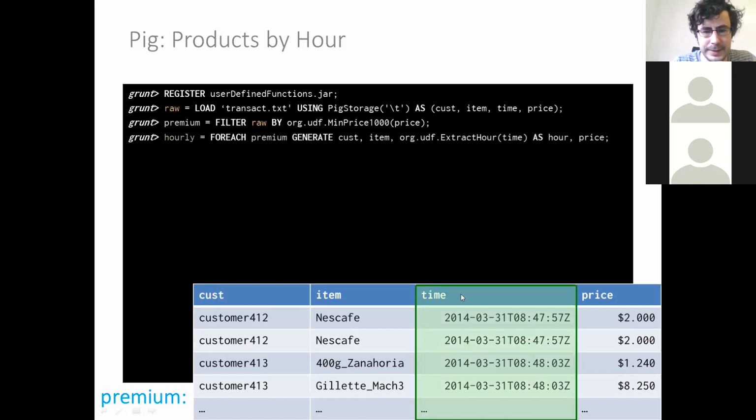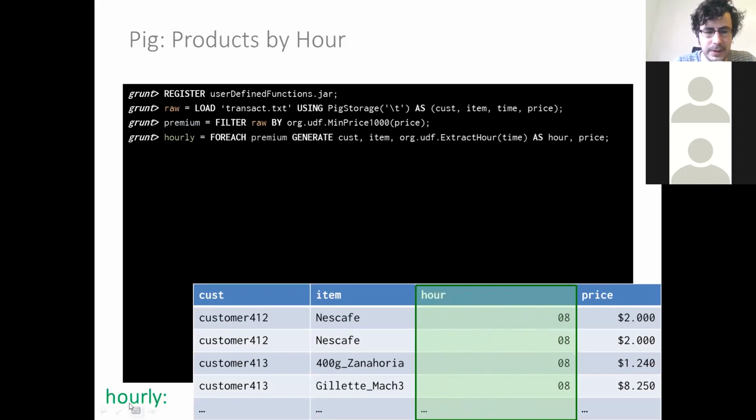So next we will take the hours out of the time. So we're not interested in the exact time, just the 08 part, what hour of the day it is. So we'll use a custom user-defined function for that. So we run that and we convert now into a new relation called hourly here, where we've transformed the hour.